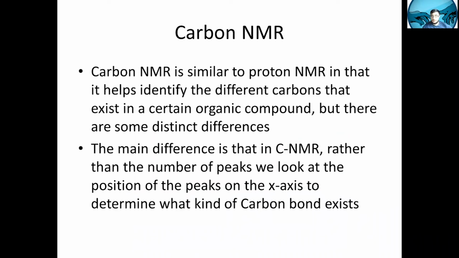Next, let's move on to carbon NMR. Carbon NMR is similar to proton NMR in that it helps identify the different carbons that exist in a certain compound, but there are some distinct differences. The main difference is that in carbon NMR, rather than the number of peaks, we look at the position of the peaks on the x-axis to determine what kind of carbon bond exists. Carbon NMR, if I had to describe it, would be a combination of proton NMR and IR spectroscopy. That's the best way, in a sense, to describe it.